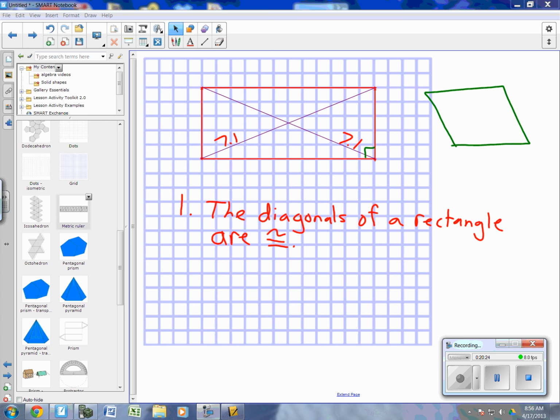Okay, I've got 2 worksheets for you that we will do for the assignment for parallelograms. I'm going to let you guys work on them for a little bit.